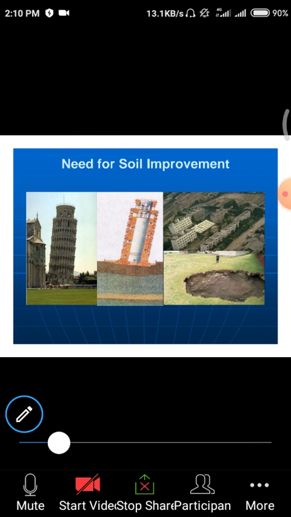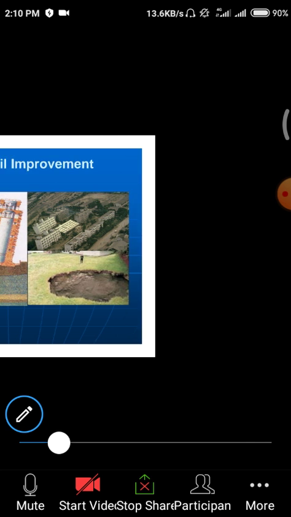These are the three examples of why we need ground improvement techniques or soil improvement techniques for such kinds of buildings and other important structures. These are the best examples, that means, seeing examples.